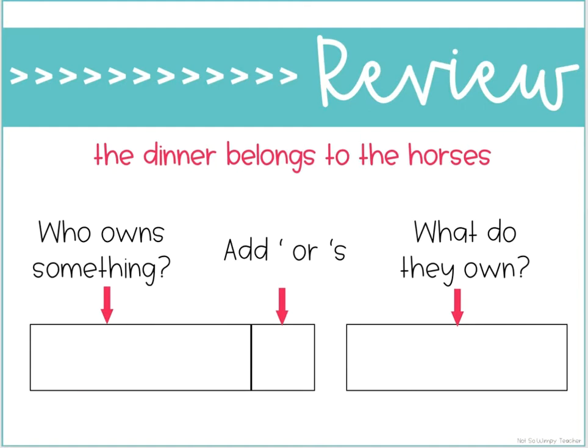Here's another example that you can work on. The dinner belongs to the horses. Pause the video, jot down your answer, click play when you're ready to review. Okay, in this case, horses ends in an S. So it would just be an apostrophe, and then it would be the dinner.